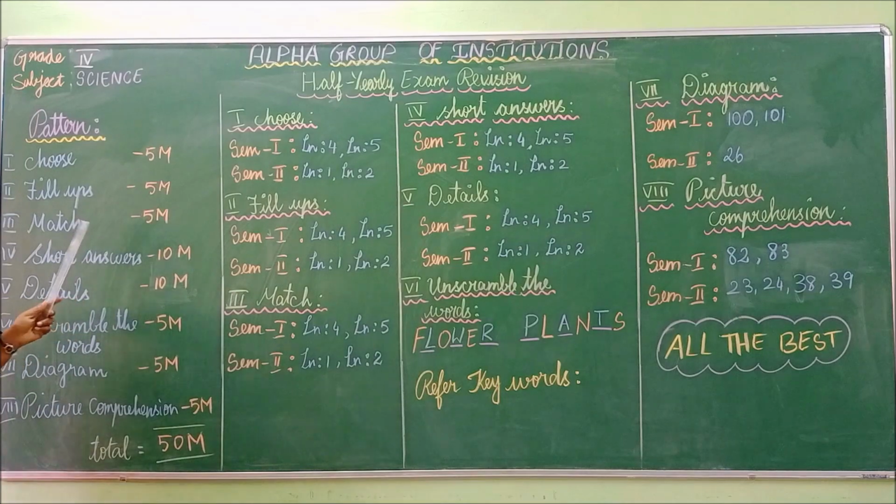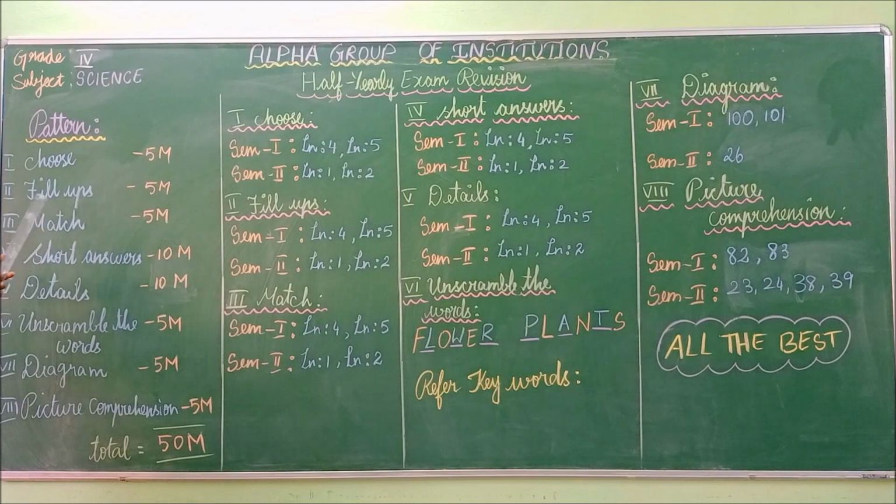And here this is your pattern. Part 1 choose, part 2 fill-ups, part 3 match, part 4 short answers, part 5 details, part 6 unscramble the words, part 7 diagram, and part 8 is your picture comprehension. Here I will tell you what is the mark for each part.